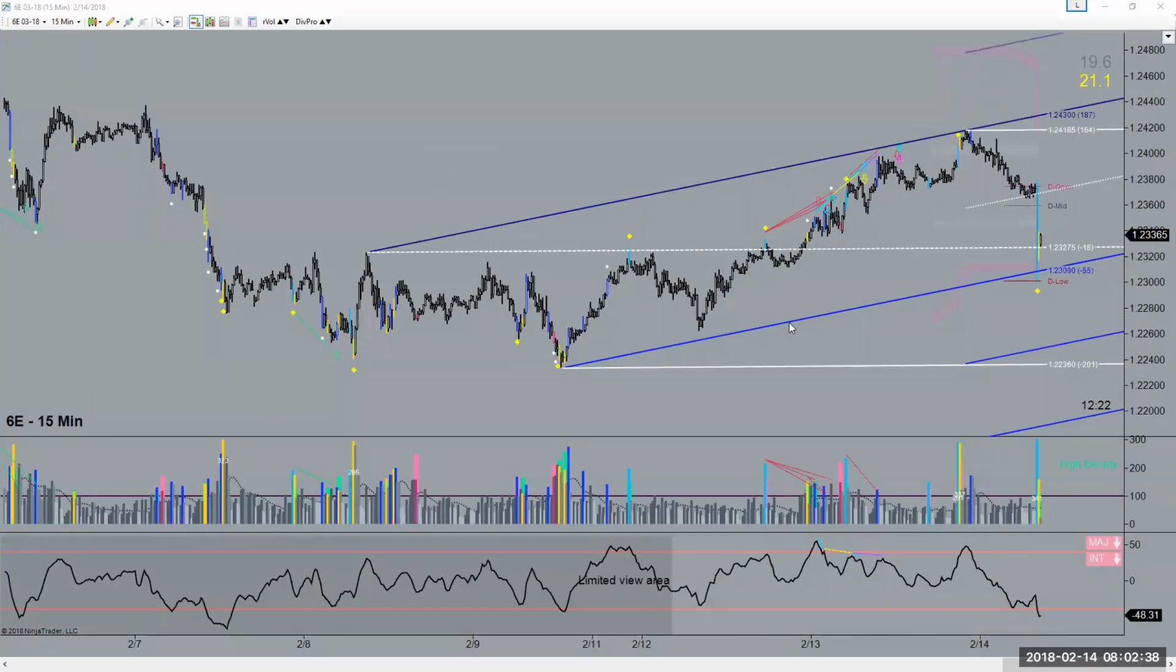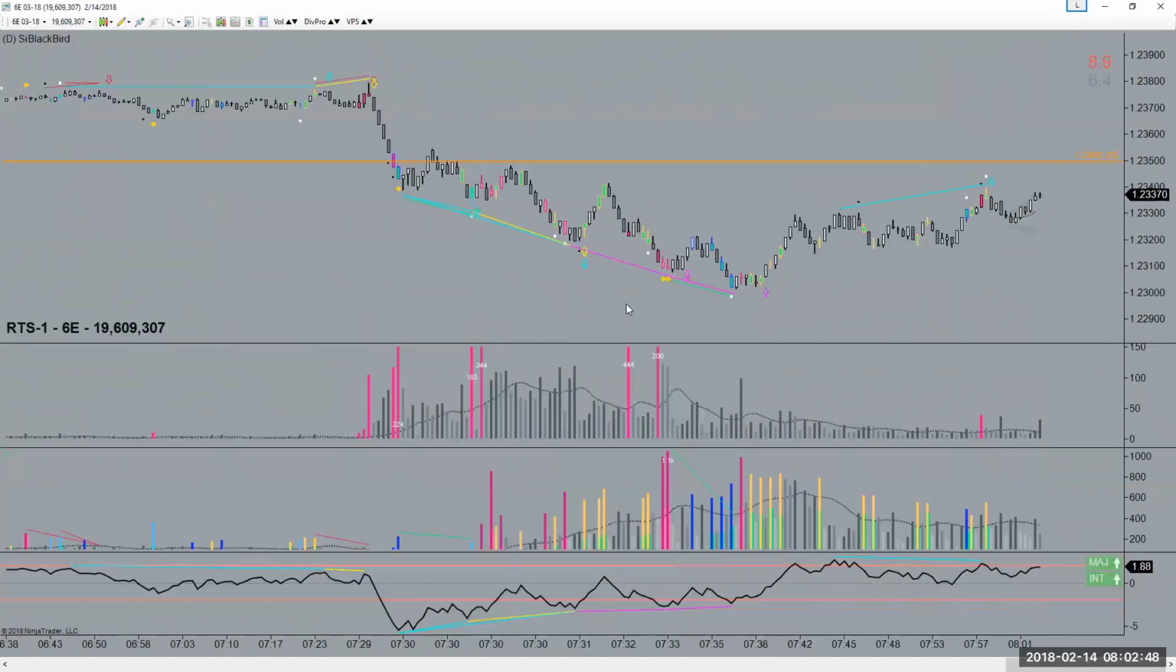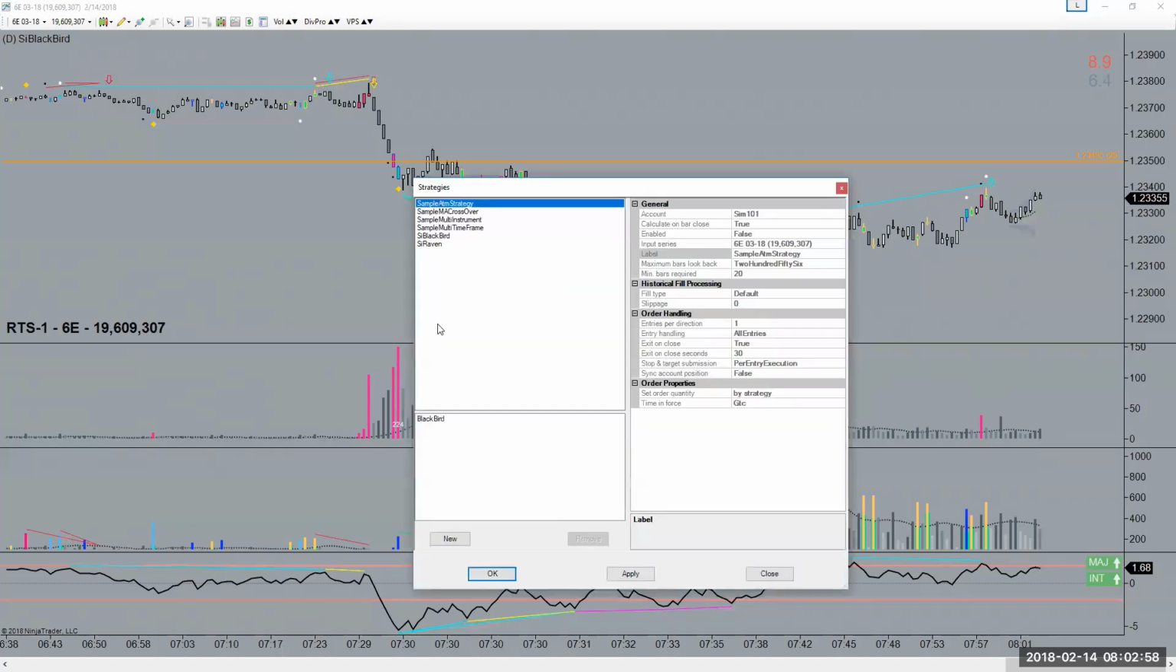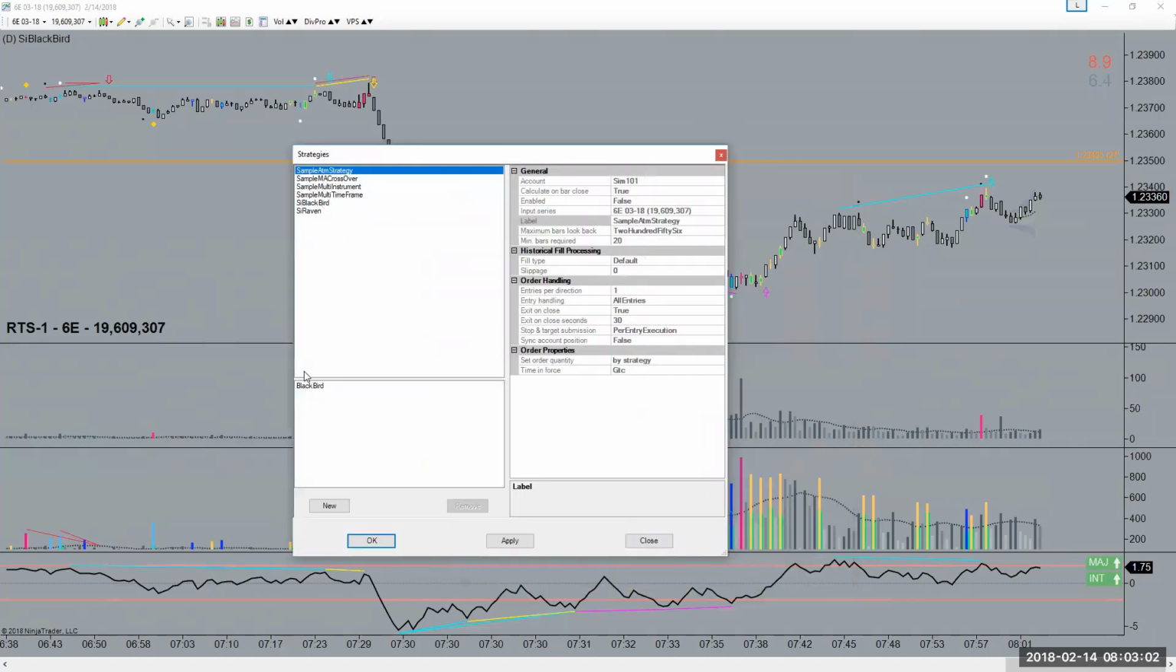I sure wish we would get a retest, but I don't think that we will. It's really good looking on the 5 minute. I mean, it's a massive selling climax followed by an extreme density churn bar.